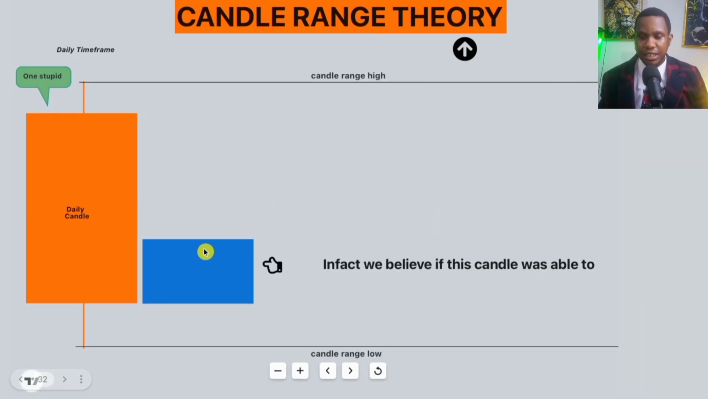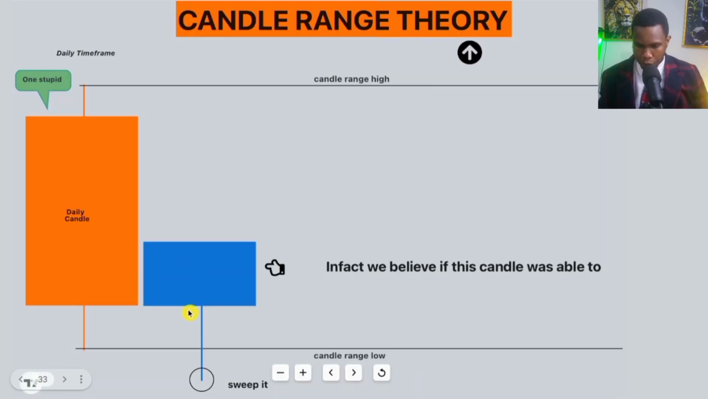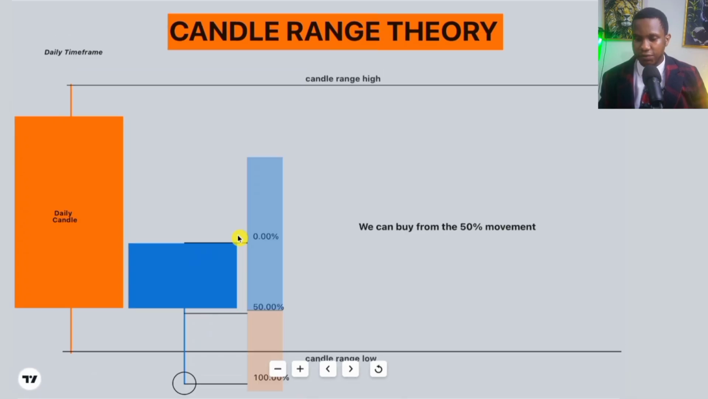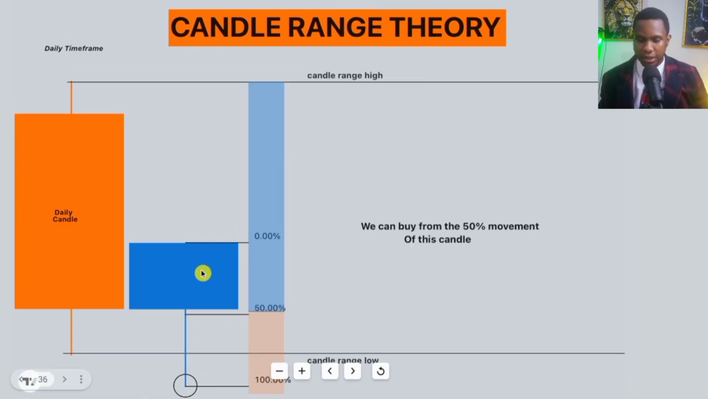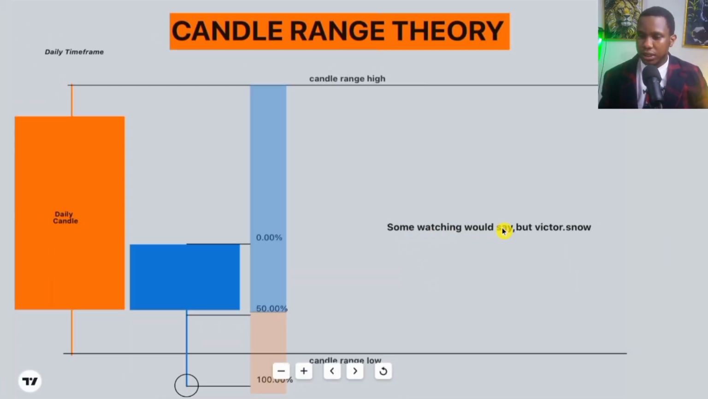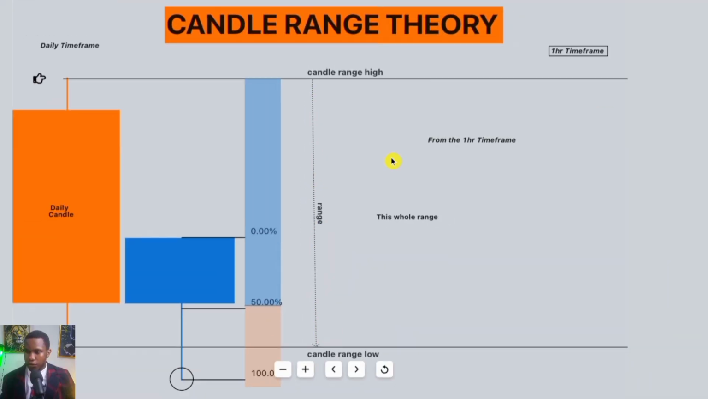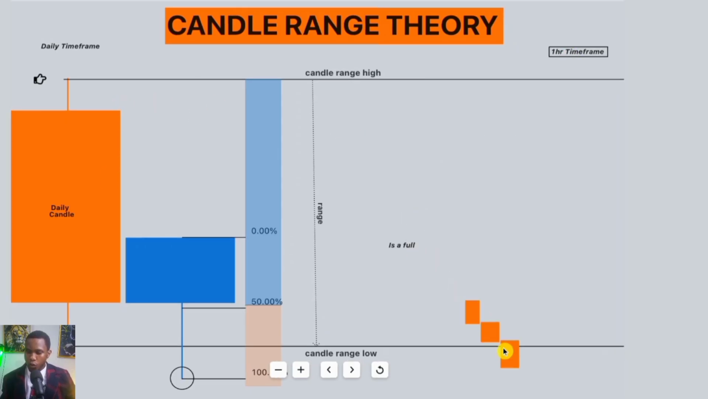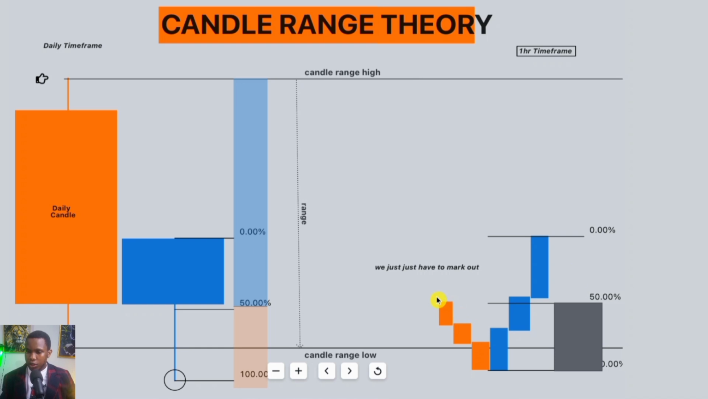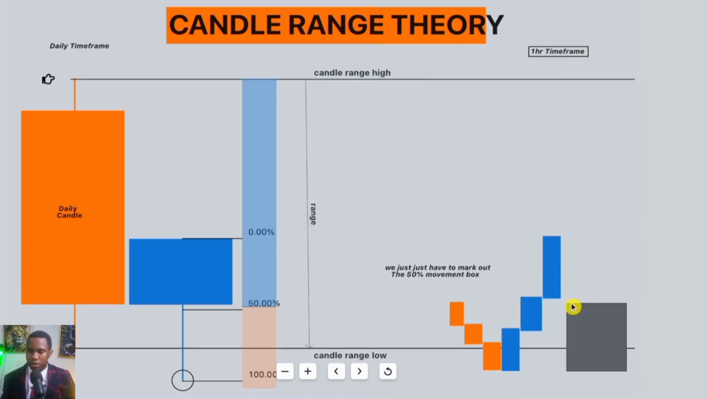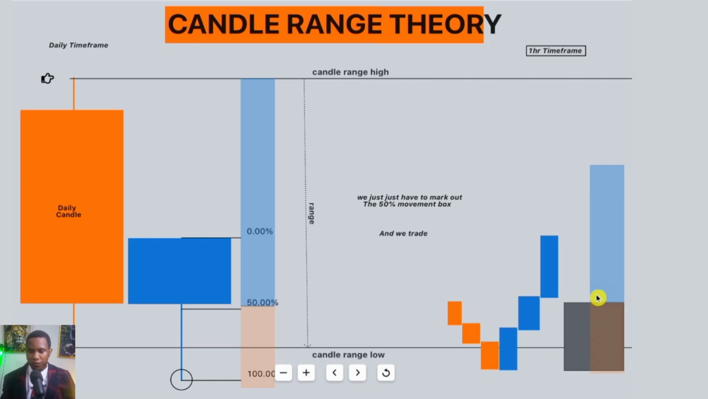We believe that if a candle was able to sweep below our one stupid candle, we can buy from the 50% movement of this candle. Someone watching me will say, but Fitosno, it is too small. I will never make money from it. This whole range you are seeing here from the 1 hour time frame, remember this is daily time frame, is a full price action. When it's swept here, we just have to mark out our 50% movement box and we trade. Let's see how the trade unfolds.